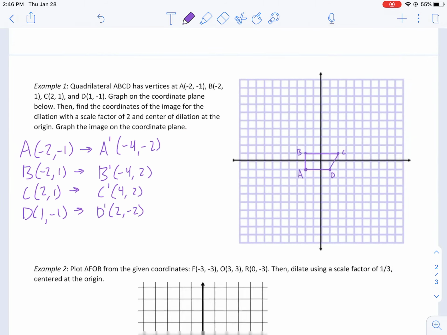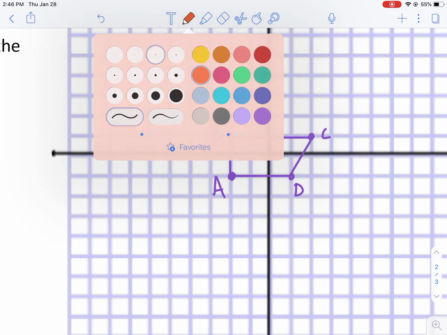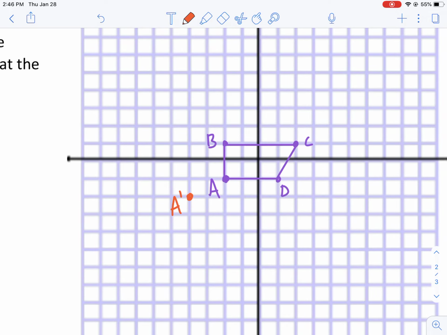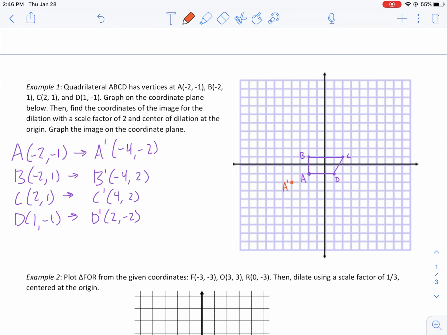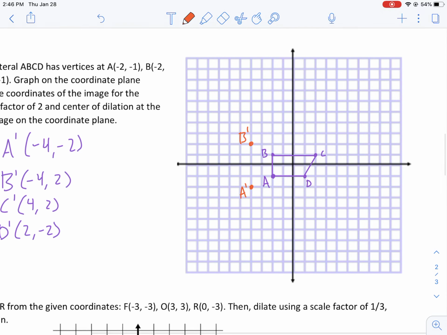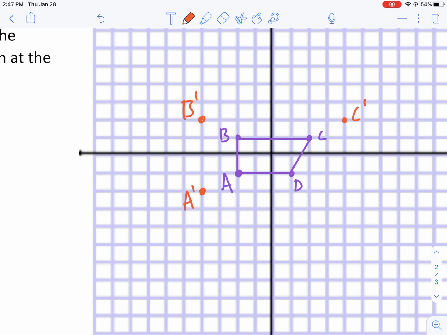All right, so now we just need to plot the new points. So A prime, I'm going to do this in a different color. Let's do this in orange. -4, -2, so there's A prime. B is at -4, 2, or sorry, B prime. C prime is at 4, 2. And D is at 2, -2. And so if we connect them, we now have performed a dilation.